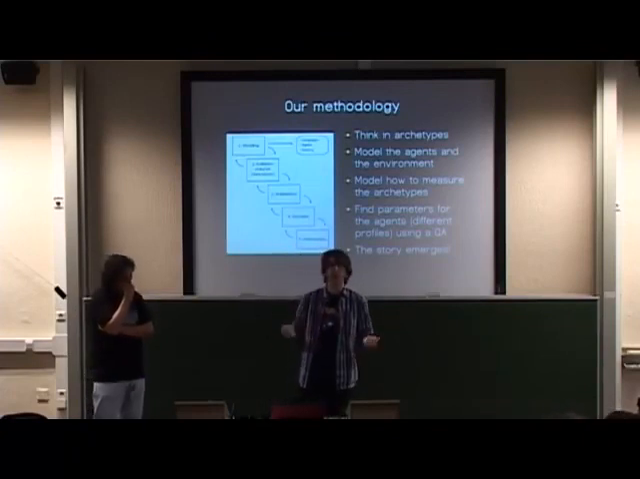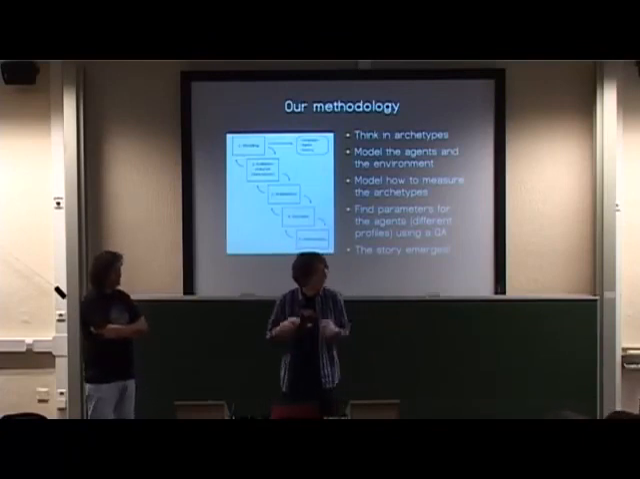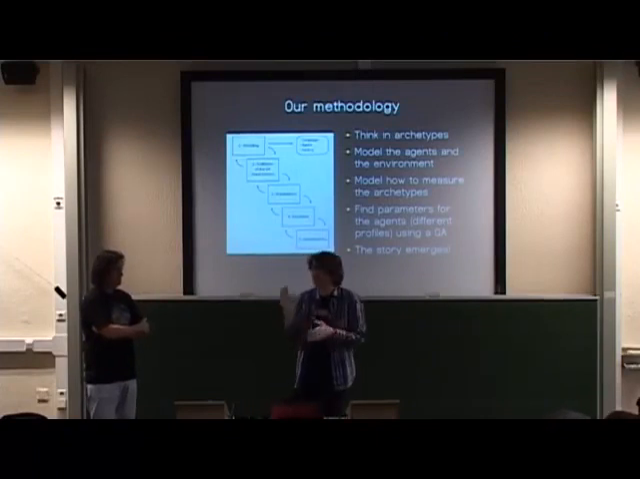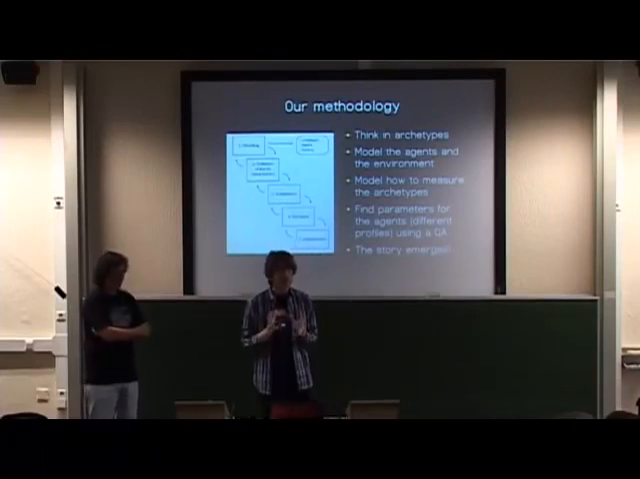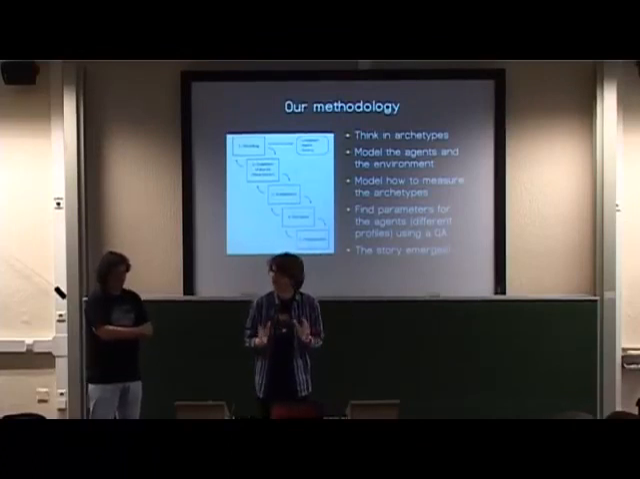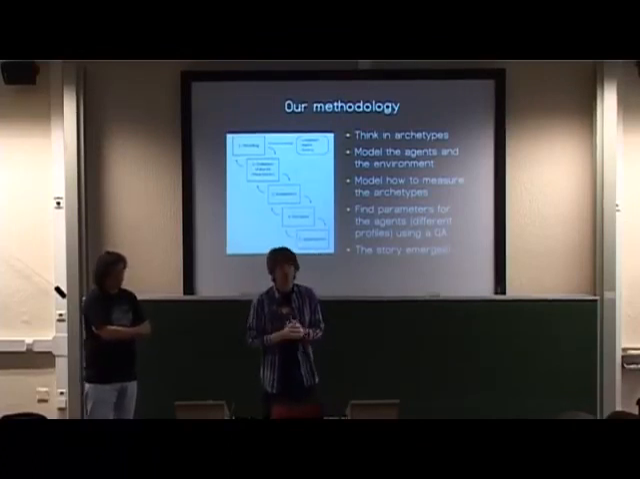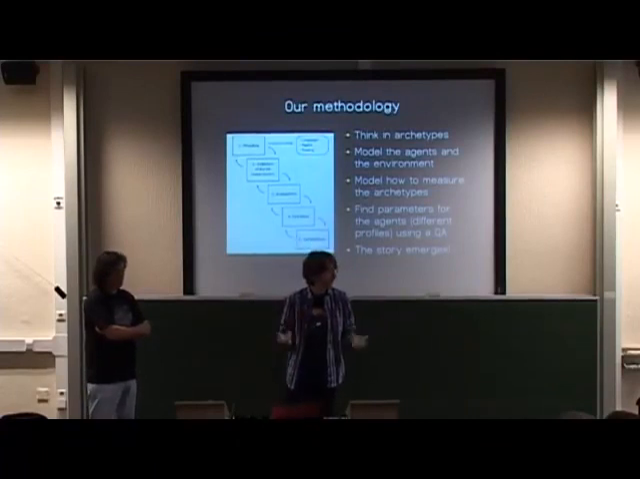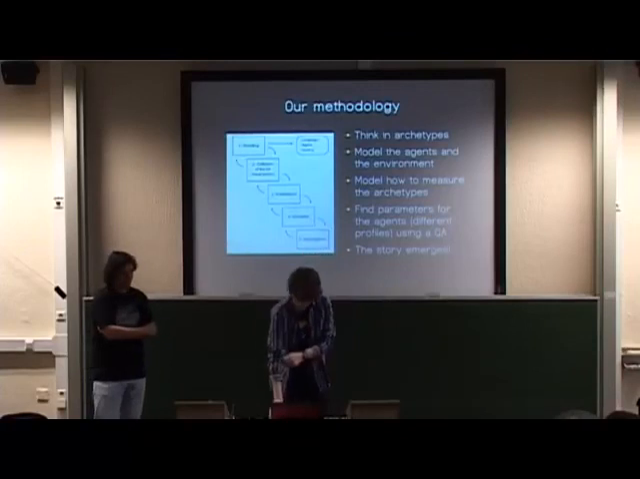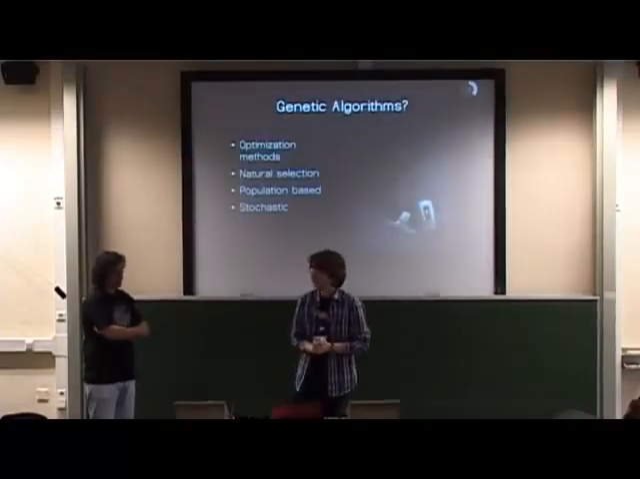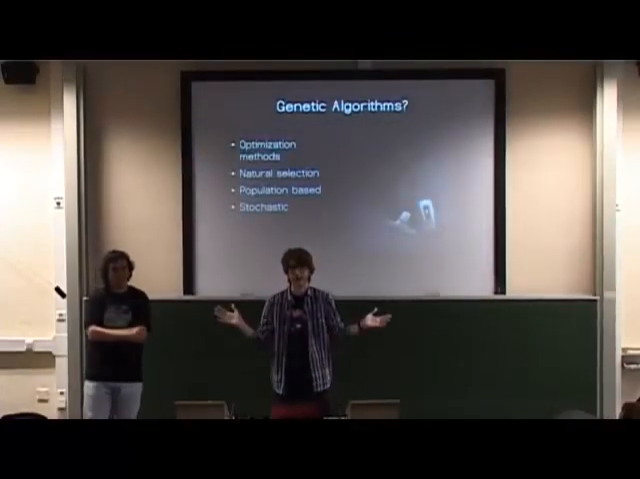For example, the hunger level, the anger level, the relationship with other agents, etc. And we optimize these parameters with a genetic algorithm to allow the story to emerge in our system, or in a video game, or something else. Before I start, do you know anything about genetic algorithms? Yeah, everybody knows.